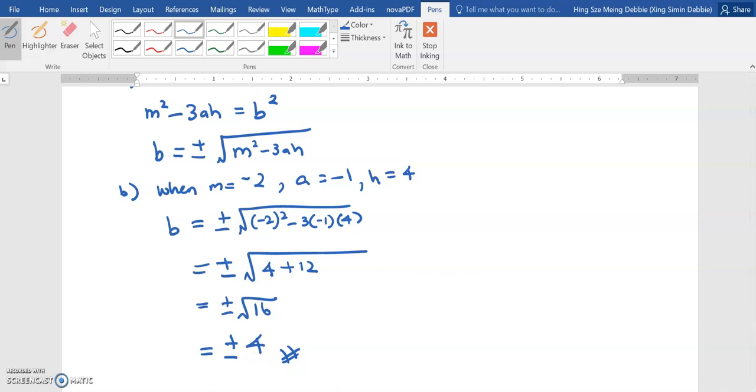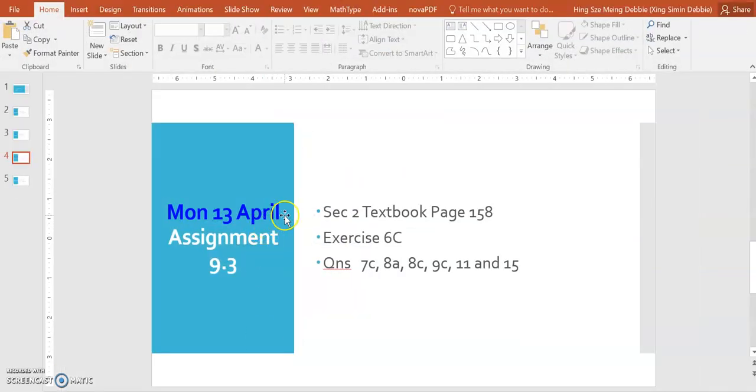For today's assignment, please complete Set 2 textbook, page 158, exercise 6C, questions 7C, 8A, 8C, 9C, 11, and 15.